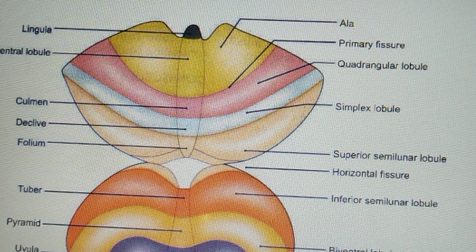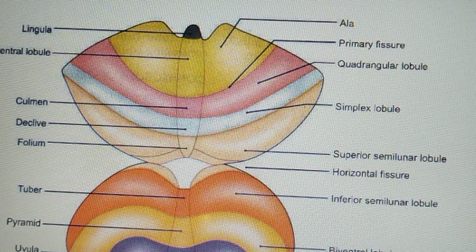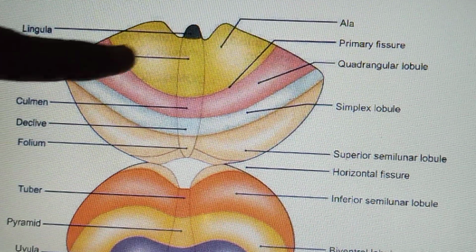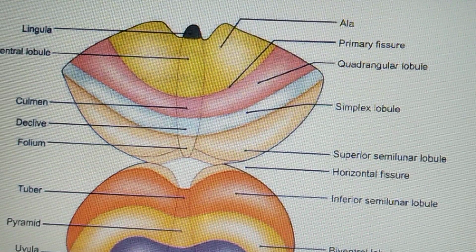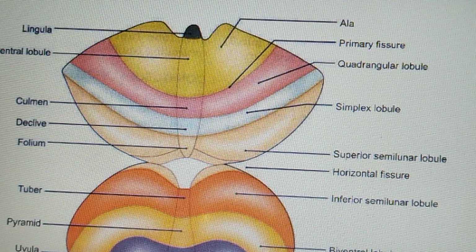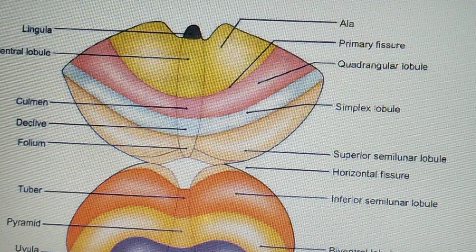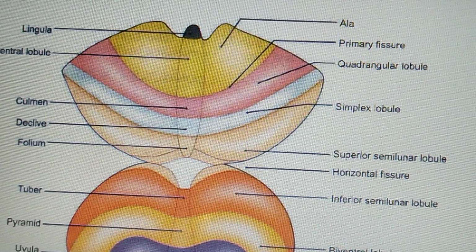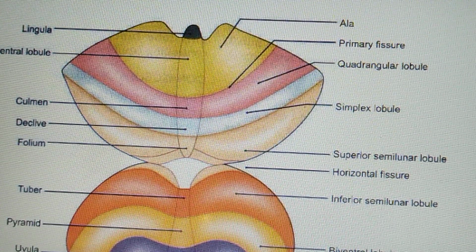The various parts of the cerebellum, that is both the vermis and the hemisphere, are shown in this diagram, where both the superior and inferior surfaces are drawn in one plane. The upper part above the horizontal fissure represents the superior surface, and the lower part below it represents the inferior surface. Now first we will see the parts of the vermis.